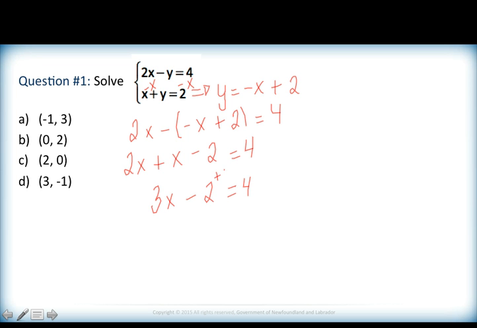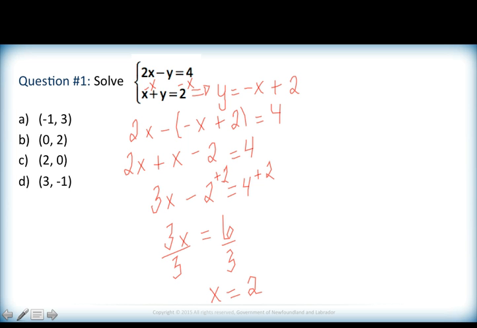We have to algebraically solve for x. We're going to add 2 on both sides, which gives us 3x equals 6. Divide both sides by 3. And we have an answer of x equals positive 2.